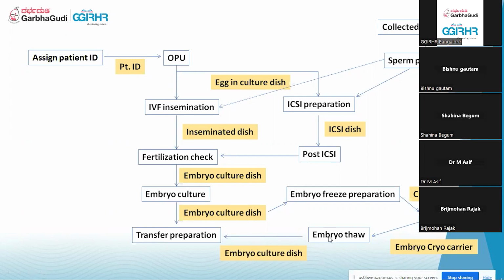Okay, and after thawing, again we can transfer to the embryo culture dish. Okay, for transferring the embryo. So finally, the embryo can be transferred. See, from here only we are witnessing with the electronic device, the RI witnessing system. We can shift the embryo into what is called a culture dish. Before transferring the embryo, we can shift into that. That also can be coded with the RI witnessing system.